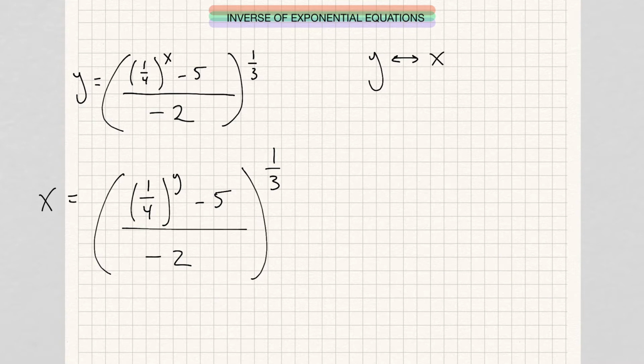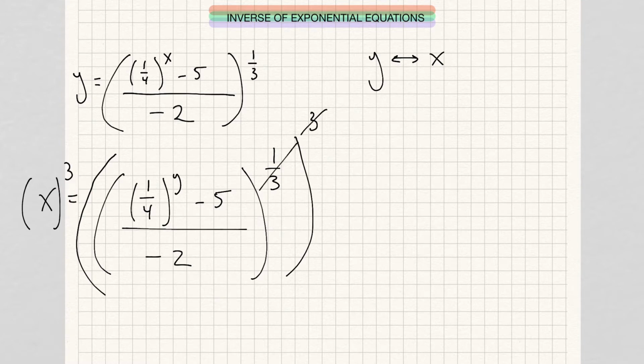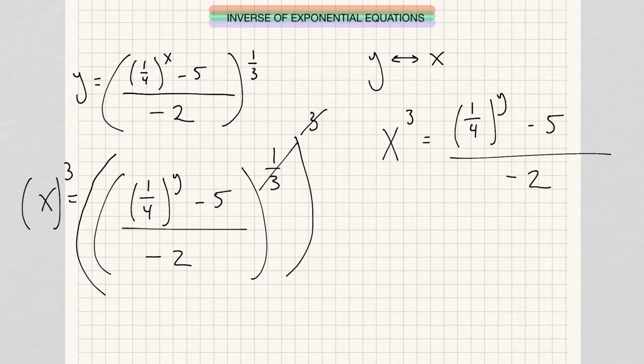We're going to take all this and raise it to the 3rd power. Okay, what that does is it cancels out. Oh, remember, whatever you do to one side, you have to do to the other side. If I'm going to cube all this, I have to cube whatever's on the other side of the equation as well. So here these are going to cancel out. So what we're left with, we have x cubed equals 1/4 raised to the y power minus 5 divided by negative 2. Okay, this is what we have now.